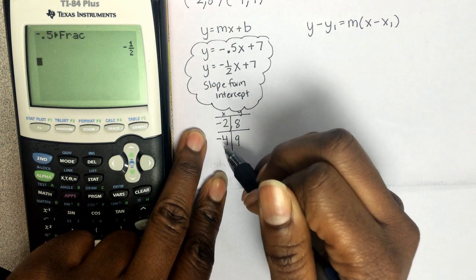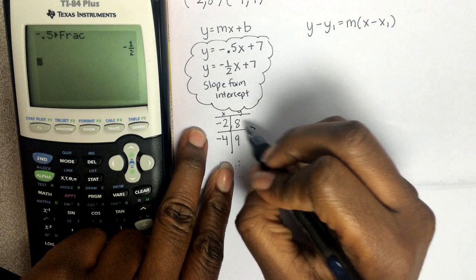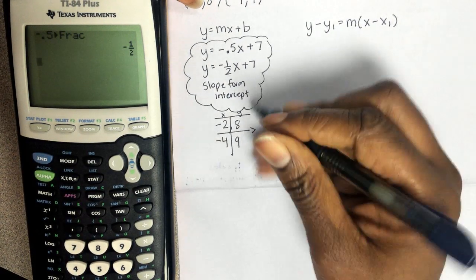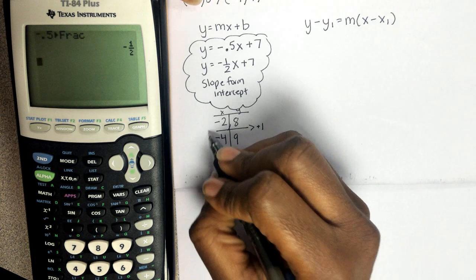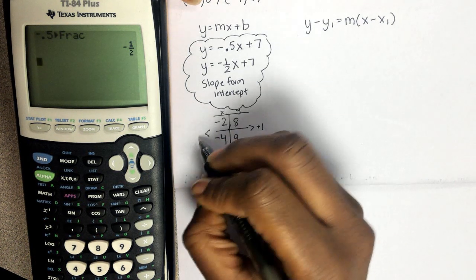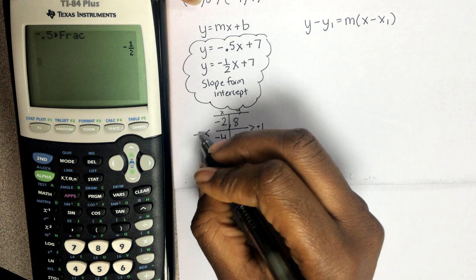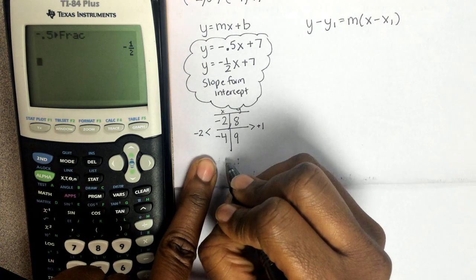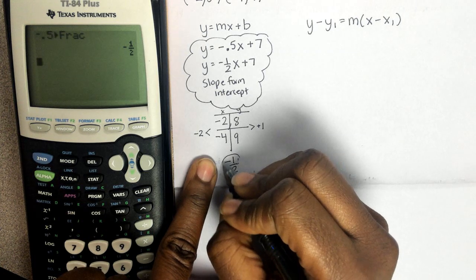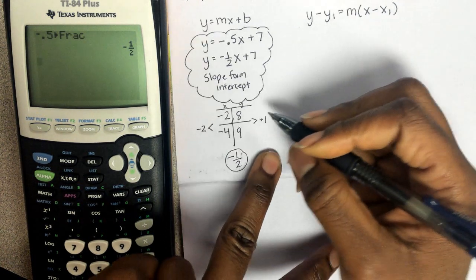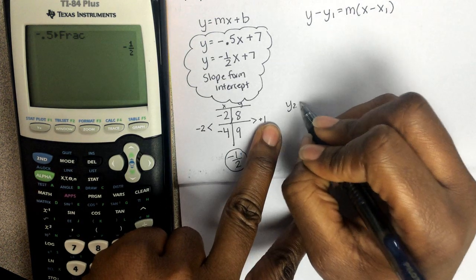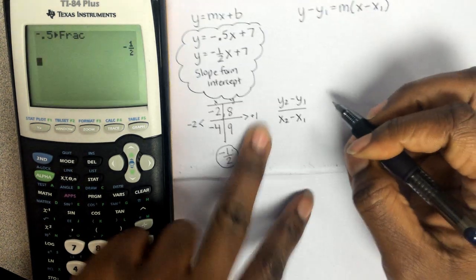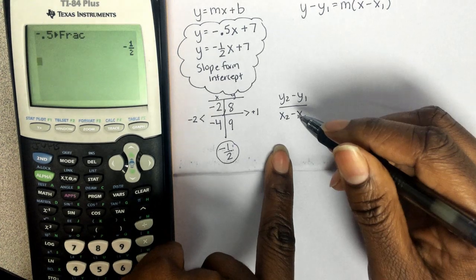So I got -2, 8, -4, 9. So from 8 to 9, I'm going to show you 2 ways to find slope. From 8 to 9 there was an increase of 1. Then from -2 to -4 there was a decrease of 2. So that shows me that yes, my slope is -1/2. However, if you like to use y2 minus y1 over x2 minus x1, then let me show you how to find the slope that way.